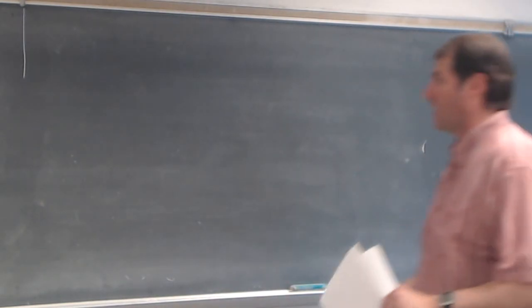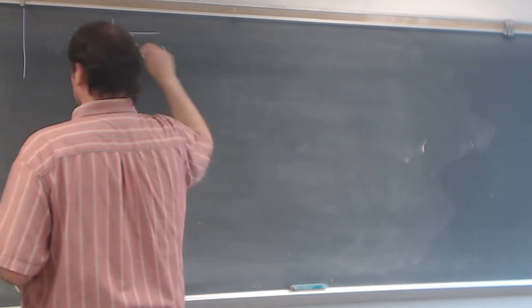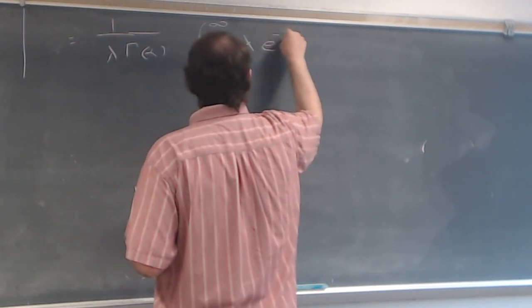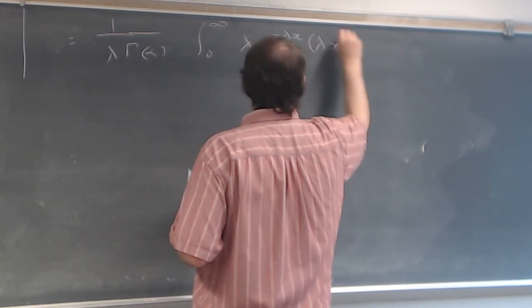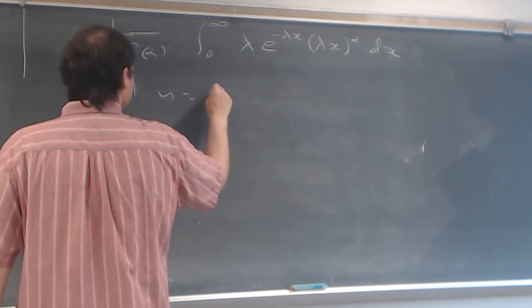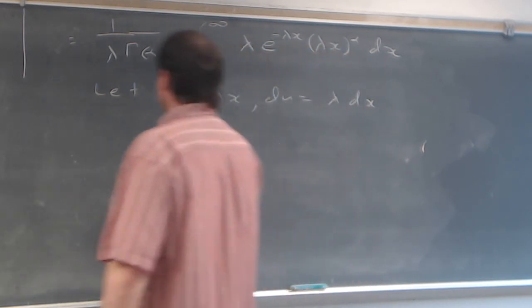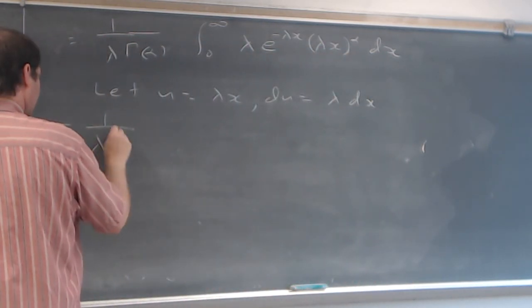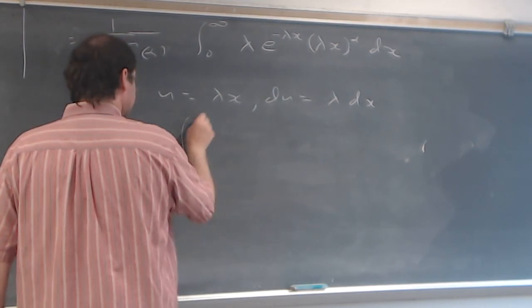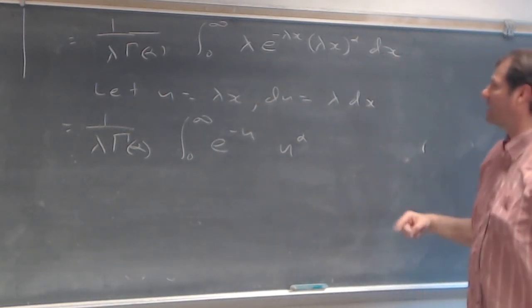And we pull out the gamma of alpha underneath as well. So we have 1 over lambda gamma of alpha. And then this is the integral from 0 to infinity of lambda e to the minus lambda x, lambda x to the alpha dx. And just like what we did before with the u substitution, we'll let u be equal to lambda x, and du will be equal to lambda dx. So our integral becomes 1 over lambda gamma of alpha times the integral from 0 to infinity of e to the minus u, u to the alpha. The lambda and the dx makes du.